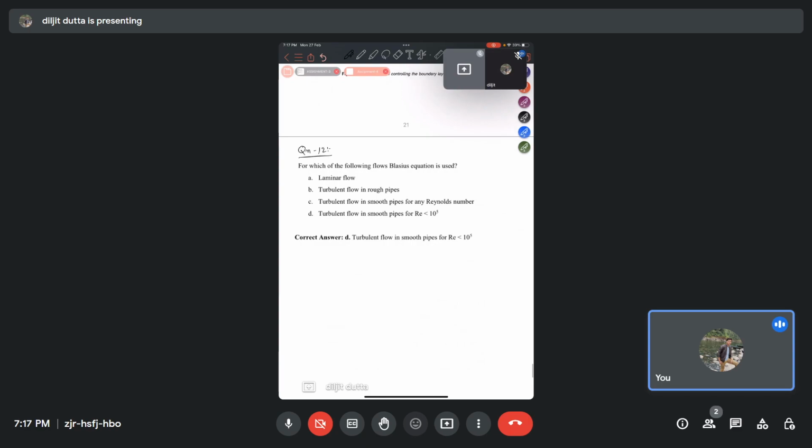So the last question is, for which of the following flows is the Blasius equation used? The Blasius equation is given by 5x by root Re. That is used for laminar flow, for Reynolds number less than 10 to the power 5. And this is the condition for which the Blasius equation was derived.